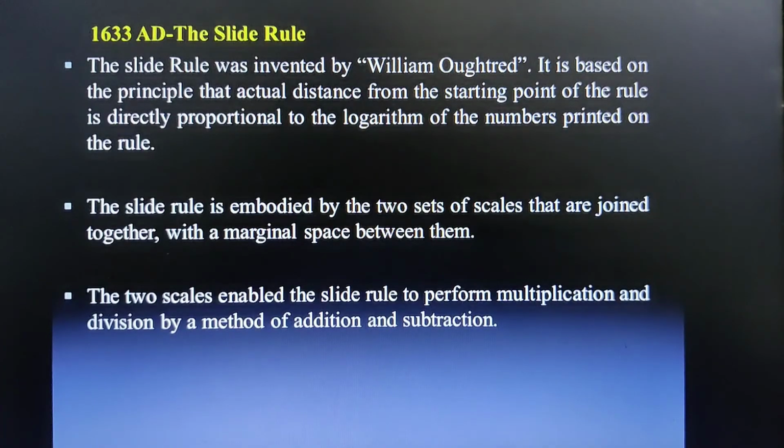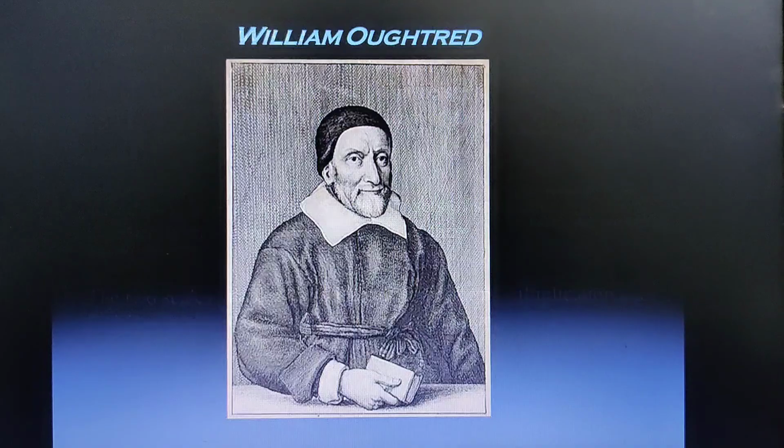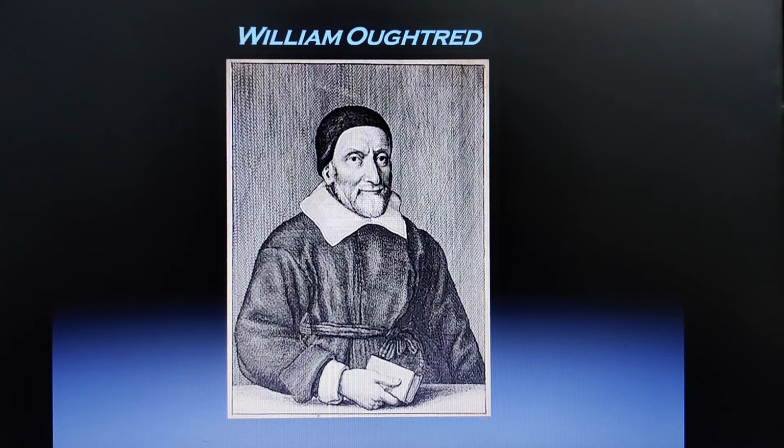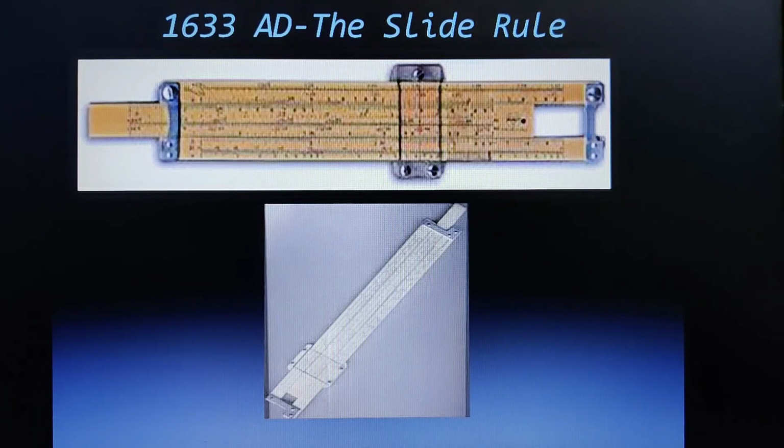The next device we are going to discuss is the slide rule, which came into existence in the year 1613 AD. It was developed by William Oughtred. If you carefully observe, this slide rule is composed of 2 sets of scales adjoined by some marginal space. From here to here is one scale, and this is another scale. These are combined and adjoined by some marginal space over here.